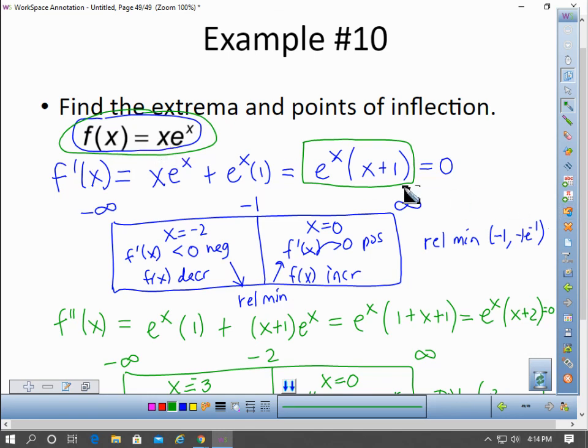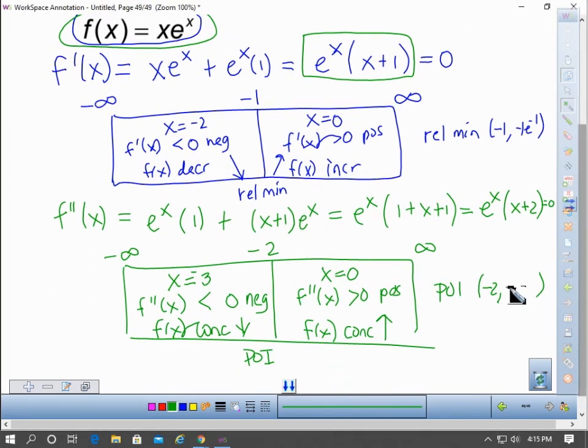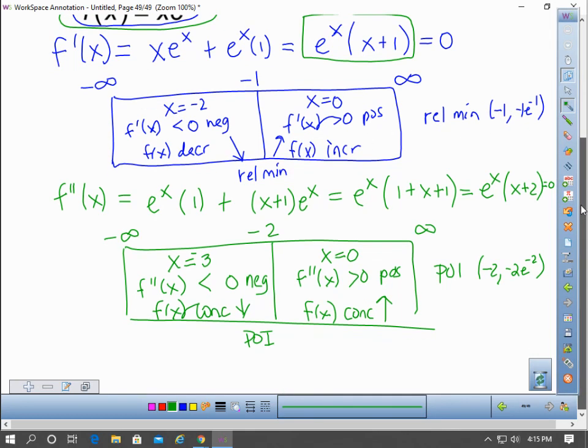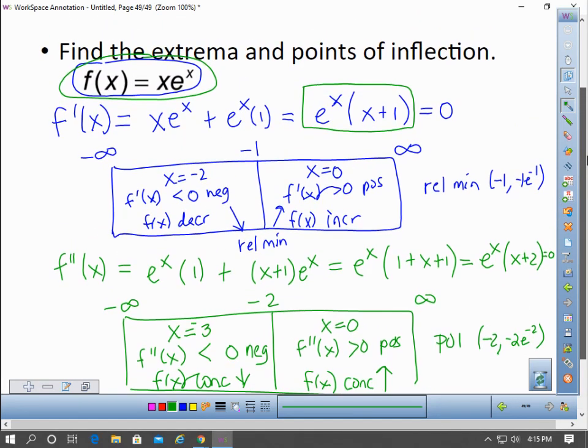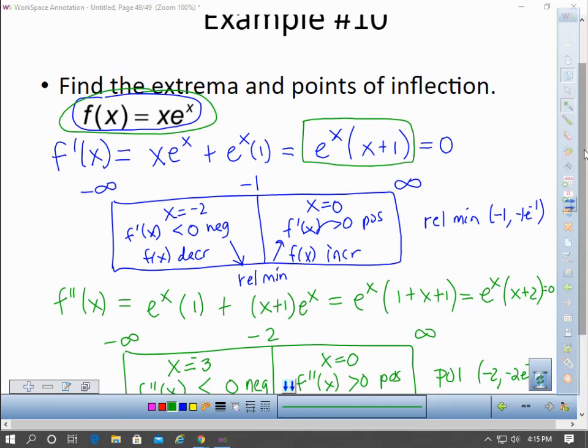And if I want my y coordinate, remember, you go back to the original problem to find your y coordinate. So I'm going to plug negative 2 in there. So that's going to be negative 2 e to the negative 2. So I have a relative min at negative 1, and then I have a POI at negative 2. All right, so that was finding extrema and my points of inflection using derivatives of e.